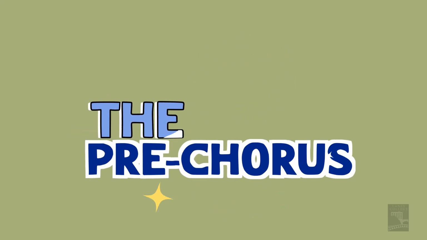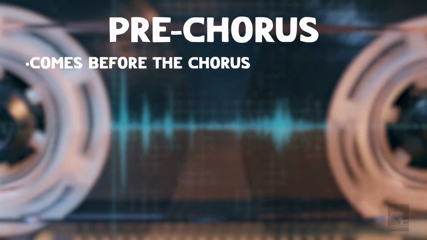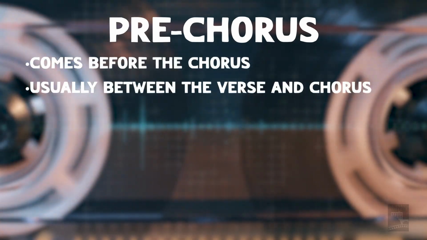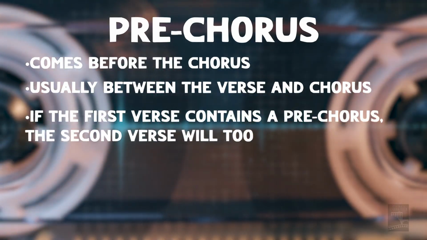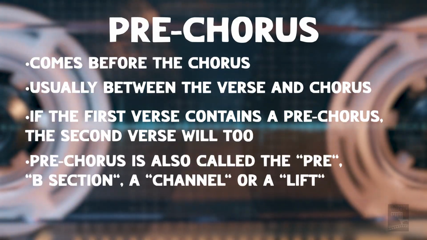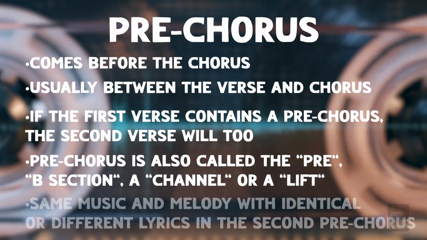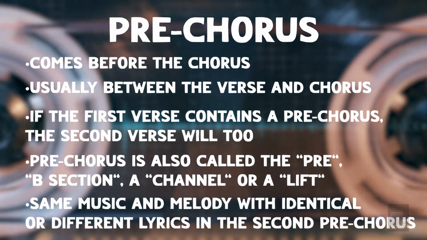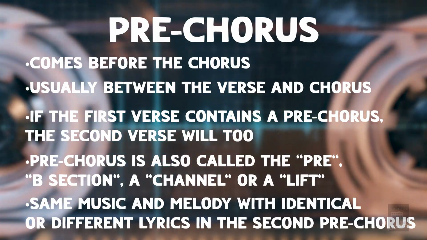The pre-chorus. The pre-chorus is an optional section that comes before the chorus and usually occurs between the verse and the chorus. If the first verse has a pre-chorus, the second verse needs one too. The pre-chorus is also called a pre, a B section, a channel, or a lift. The pre-chorus section has the same music and melody, but can either have the same lyrics or different lyrics in the second pre-chorus.